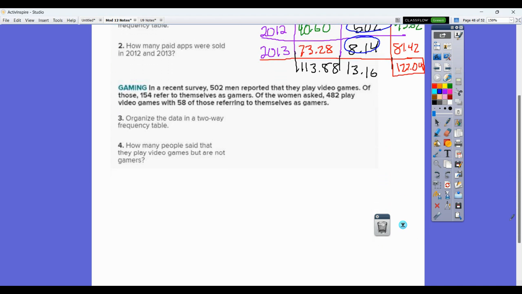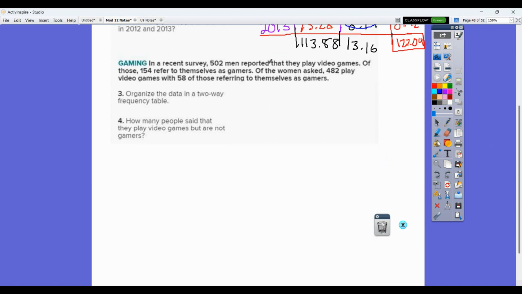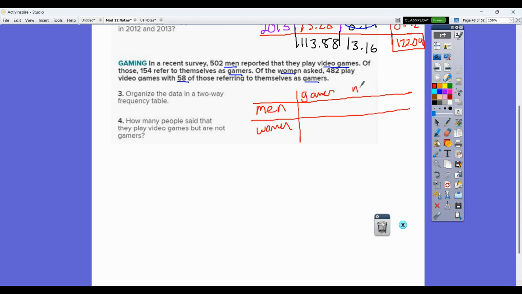Doing another example of that, in a recent survey, 502 men reported they play video games. So we have men, we have video games. Of those, 154 refer to themselves as gamers. Of the women asked, 482 play video games, with 58 of those referring to themselves as gamers. So I think we're going to have gamers and not gamers, and we're going to have men and women. So again, it's up to you how you want to do this. I'm going to throw my men and women over here. And then on the top, I'll do gamer and not, and kind of split everything here a little bit. I think that makes sense.